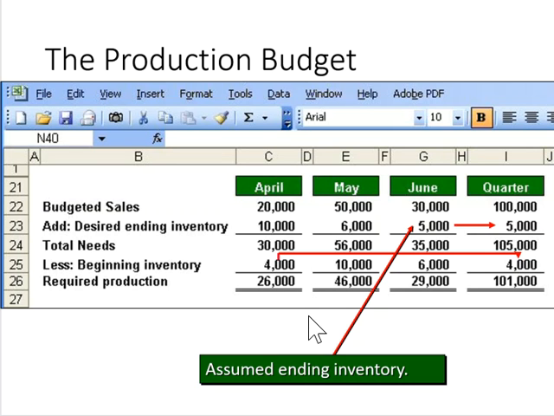The ending inventory at June 30th becomes the ending inventory for the quarter, which you can see here. And then the beginning inventory from March 31st, 4,000, becomes the beginning inventory for the quarter. We need to produce 101,000 units, as you can see here, to meet our sales and inventory goals. Now that we know our required production, let's look at the direct materials budget.